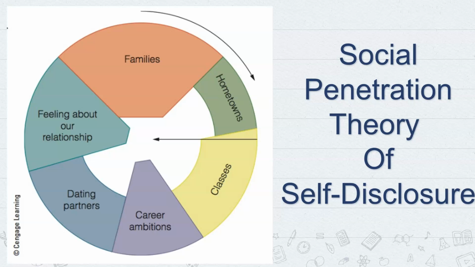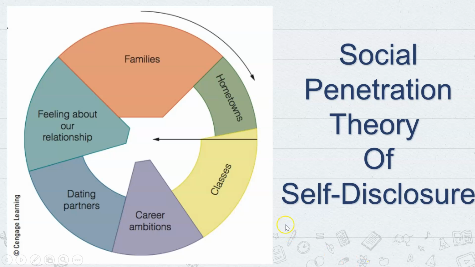In a relationship, disclosure is the process of revealing information, revealing confidential information. Self-disclosure is when you make a decision, you deliberately choose to share confidential information about yourself. The social penetration theory really describes the different types of self-disclosure that you use in your relationships.